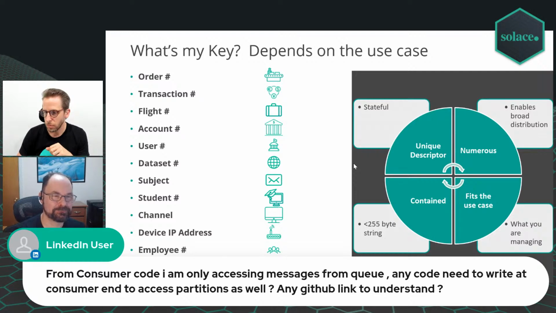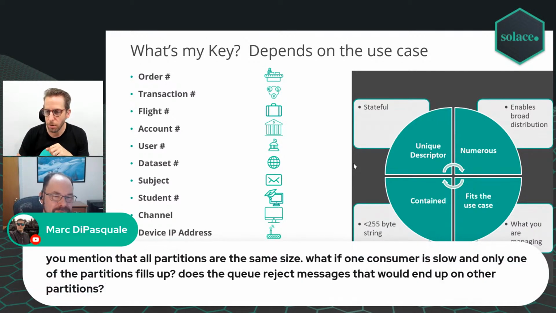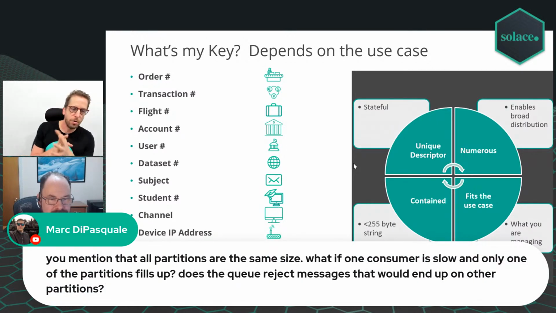All right. We got a question from Mark here. You mentioned that all queues are the same, all partitions are the same size. What if one consumer is slow and only one of these partitions fills up? Does a queue reject messages that would end up on other partitions?